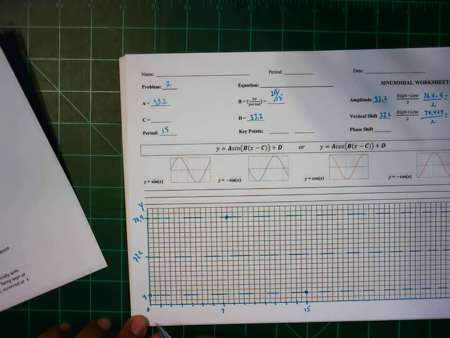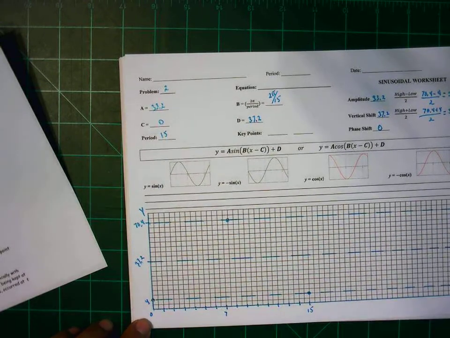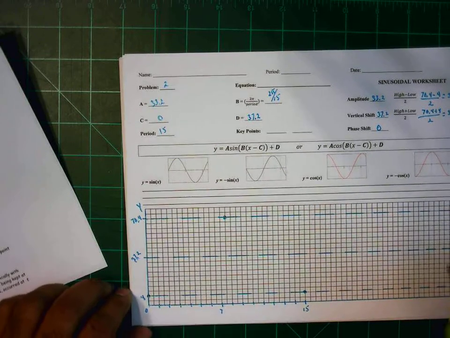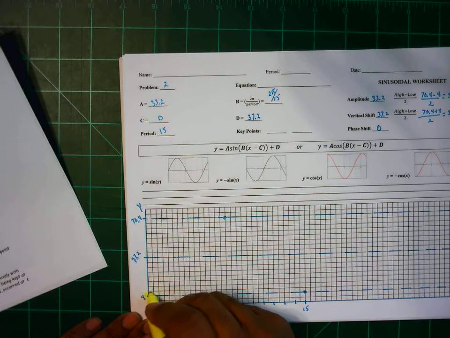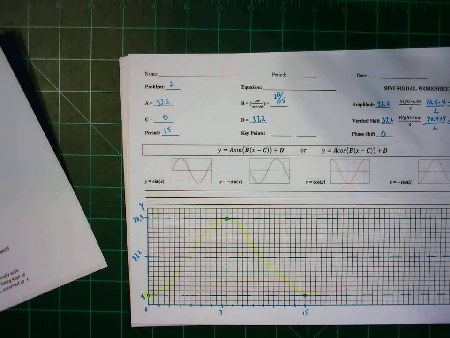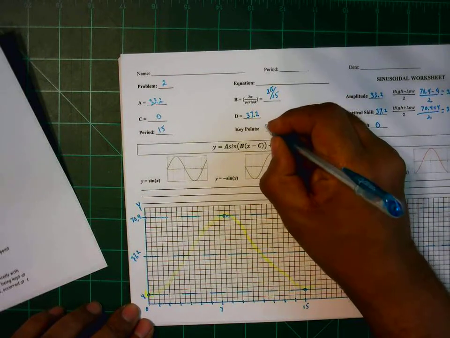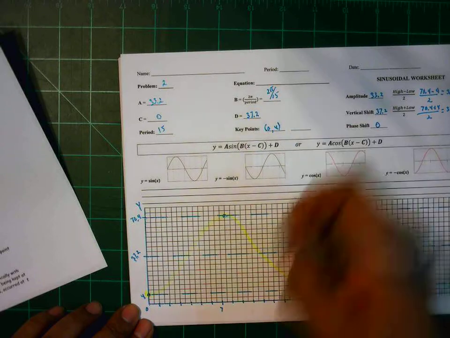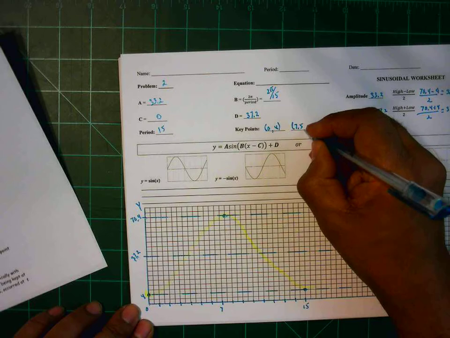Now since we're starting here, we did not move the y-axis over any at all, so there is no phase shift. That's just 0. And we can sketch this graph now. And this should be a curve, no straight lines on a sinusoidal graph. Okay, now that's kind of weak looking, but it does serve the purpose there. Now let's find a key point. At 0, we're going to be at 4. At 7.5, we're going to be at 70.4.